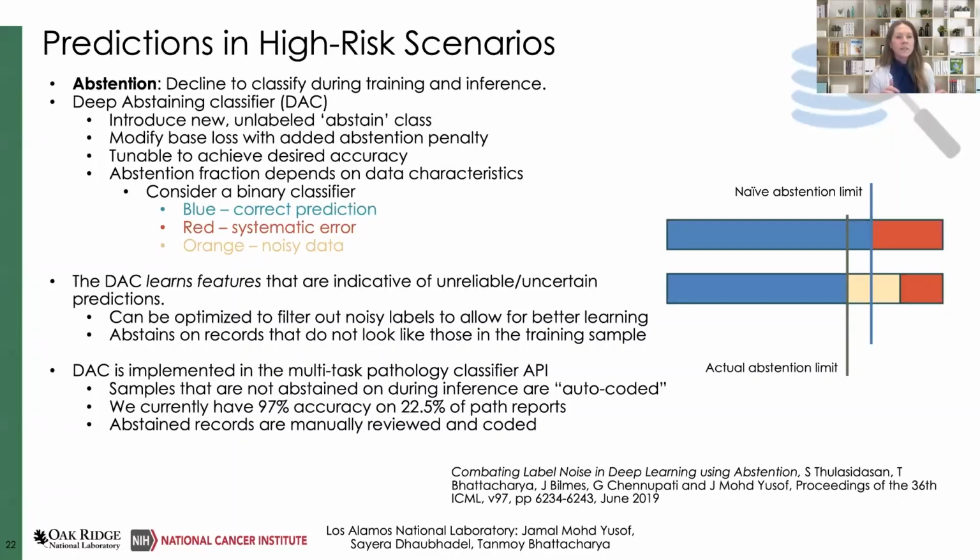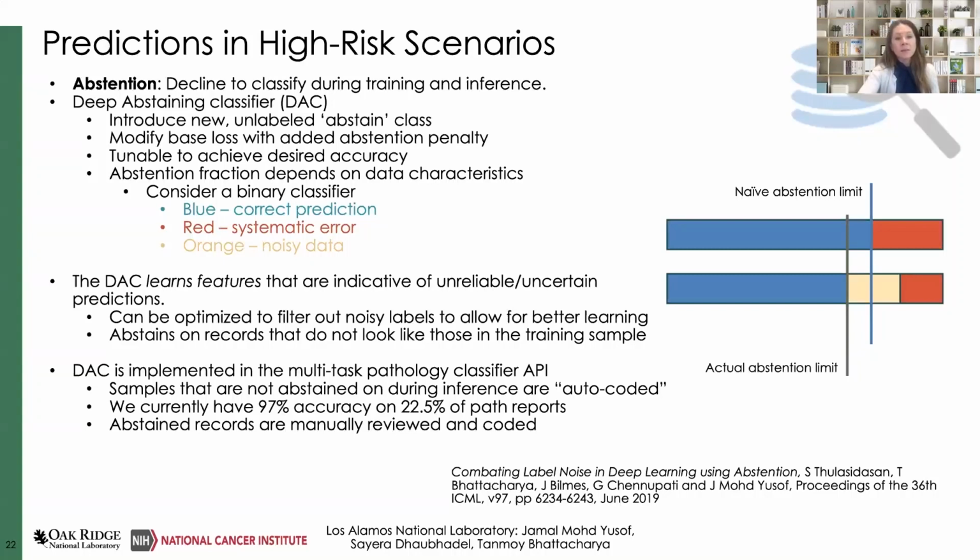So the DAC is unique because it learns, rather than just setting some a posteriori percentage point for where we believe that prediction. It learns features that are indicative of unreliable or uncertain predictions, and then it actually uses that information to predict when a report should not be trusted. And we do not use that information when it is reported out to the SEER registries.